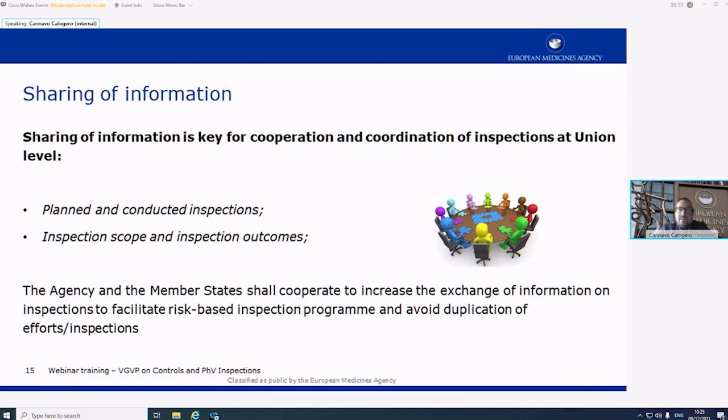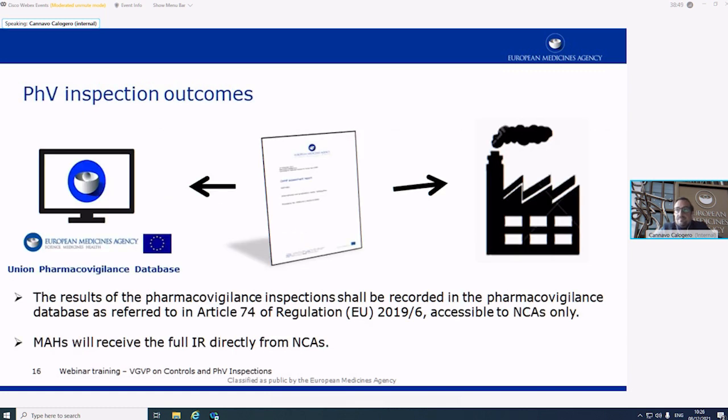So according to this, we try to have less effort coming from this cooperation. I mean, we already did. We were used to sharing all this information, but now with the regulation, the regulation makes this stronger. And an important Article 74 of the regulation says that the result of pharmacovigilance inspection shall be recorded in the pharmacovigilance database. But these results are accessible only to the national competent authority, because the marketing authorization holder will continue to receive the full inspection report directly from the national competent authority.